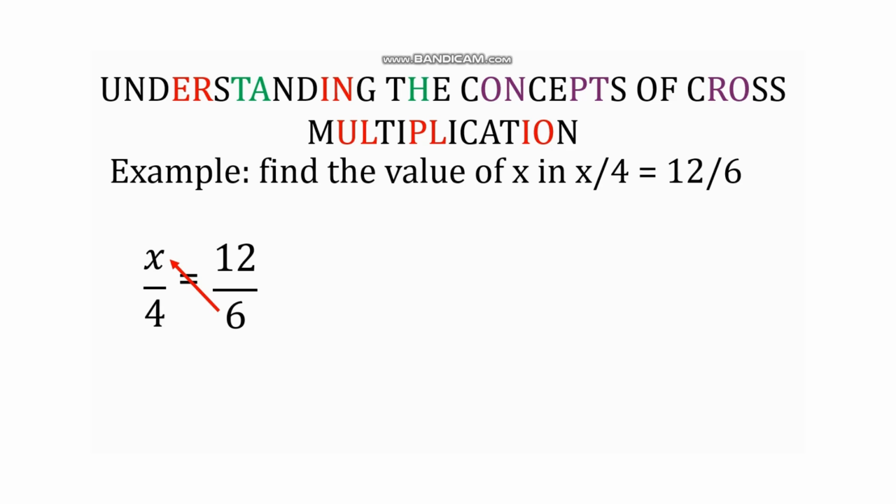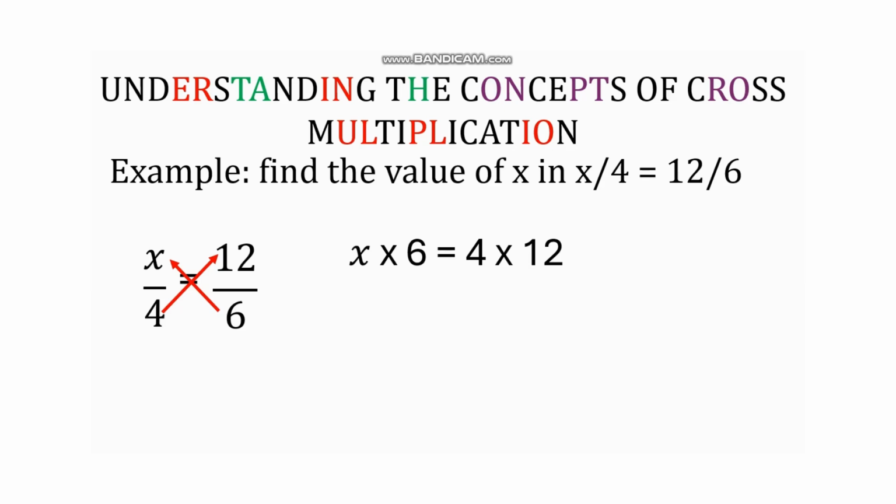just like this. We have x times 6. You can see that's why we call it cross, x times 6. And then the next will be 4 times 12. However, it could be 6 times x as well. Remember that multiplication is commutative. And it can also be 4 times 12 or 12 times 4. Now let's look at this. x times 6 equals 4 times 12.